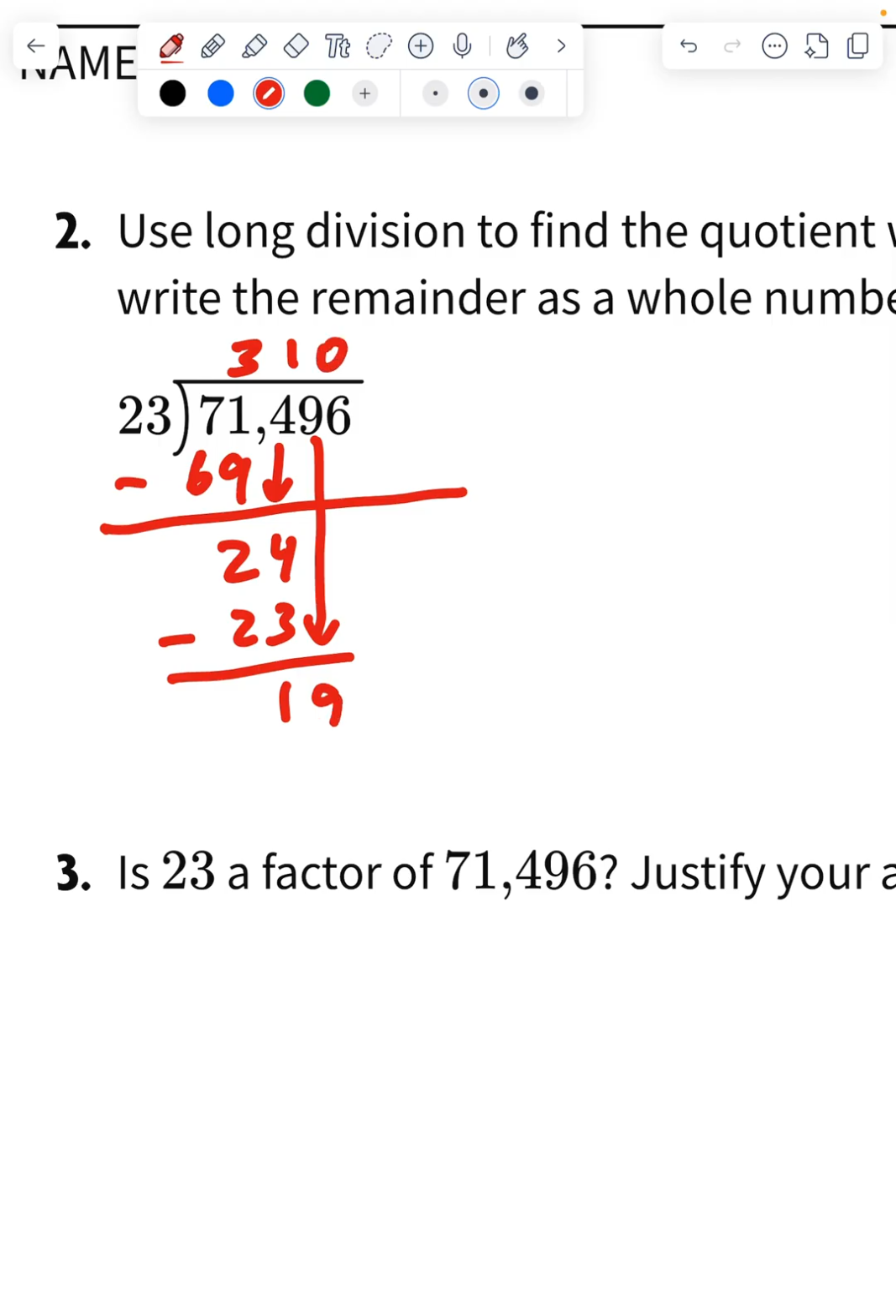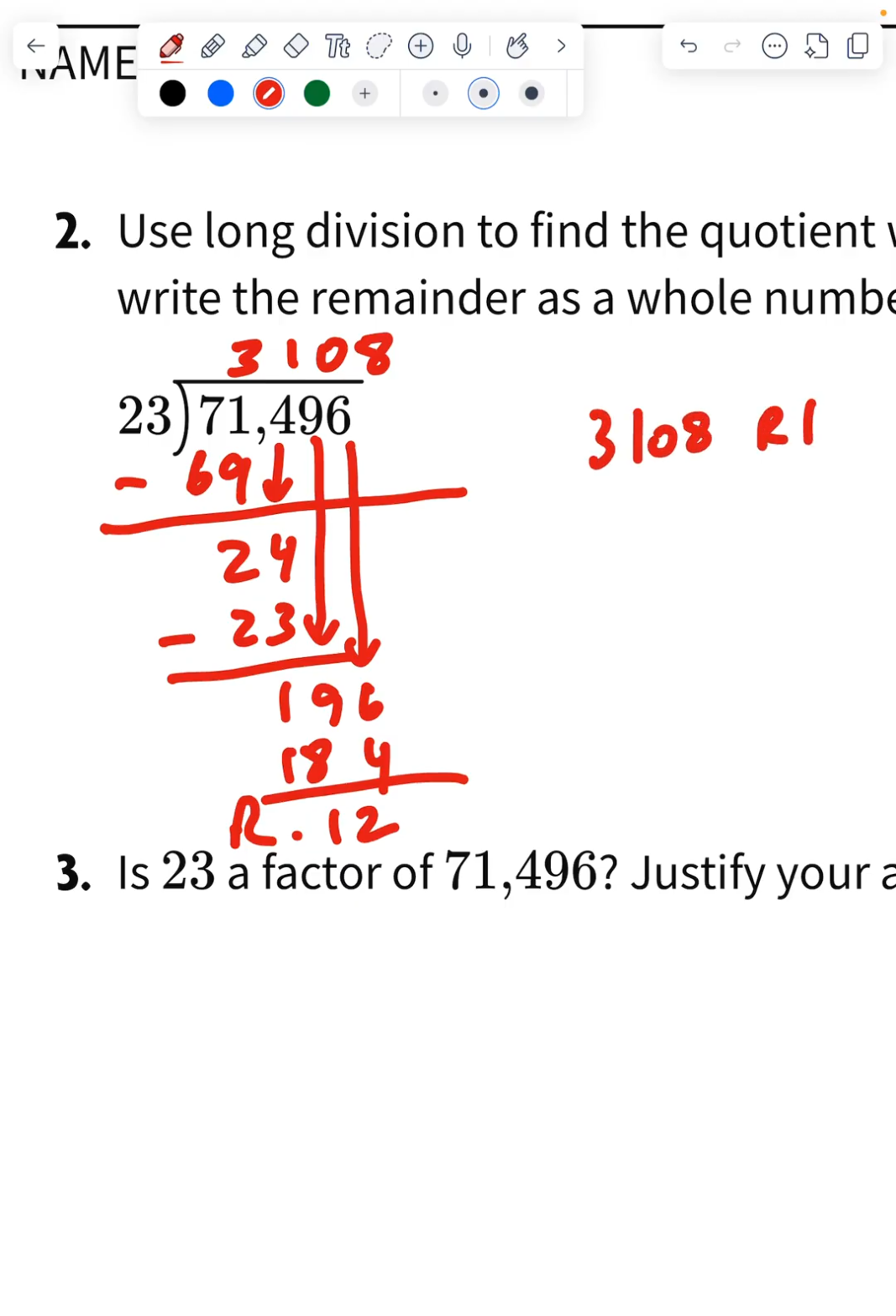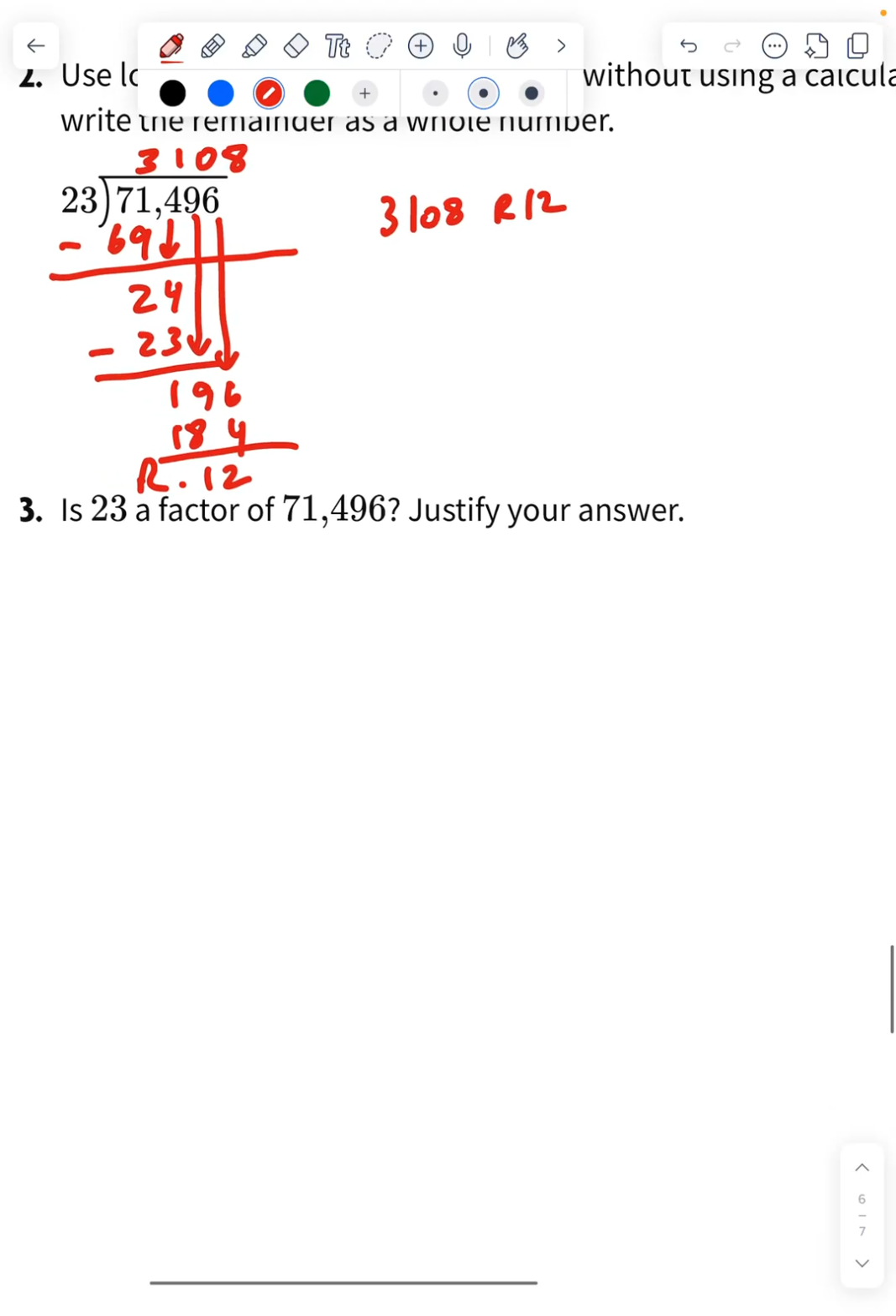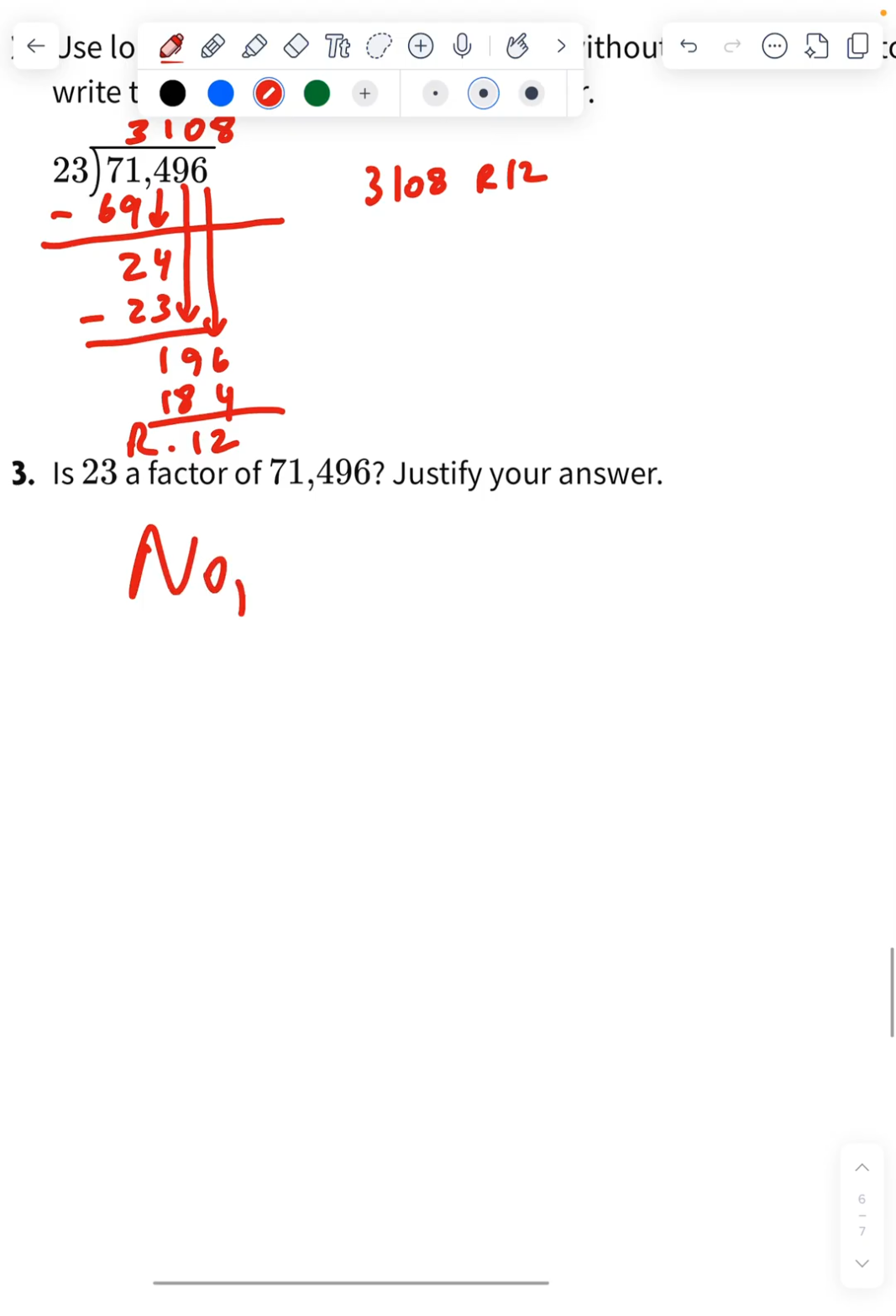Does 23 go into 19? No. We multiply, that's just 0. So then we get to bring down again. Does 23 go into 196? And the answer is yes. And it may be a calculator thing for some of you, but it goes in 8 times. 8 times 23 is 184. And so then we get a 12 left over. For those of you who forgot, that's called the remainder. This is 3108, remainder 12. We'll talk more about this in lesson 5. But is it a factor? And the answer is no, because there's a remainder.